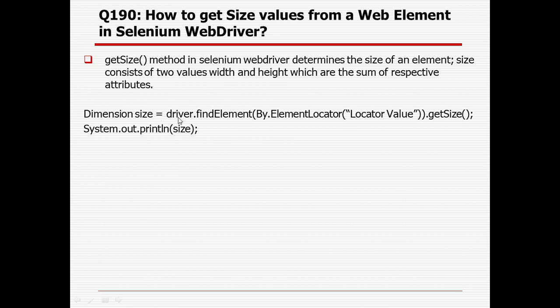You need to create an object instance where you first provide the element locators: driver.find element by element locator ID, name, CSS selector, link text, partial link text. Then with the help of the getSize method you can get the size. Sometimes if you want to get the width, you use getSize dot width or dot height, and you can get the relevant value. If you use getSize, you will get width and height, and if you want only the width or height, you need to use dot getSize dot width or dot height.